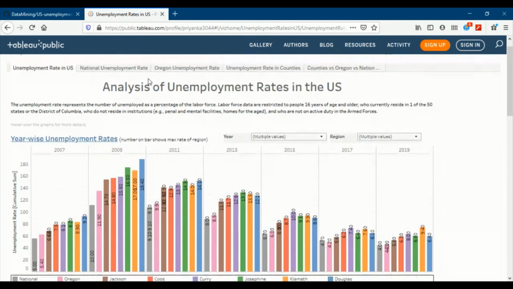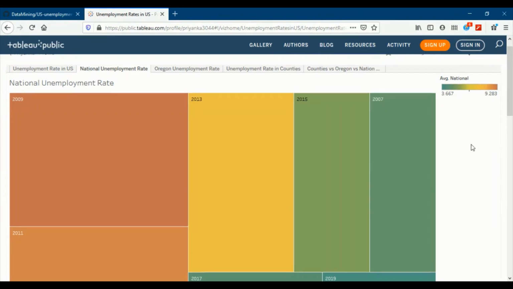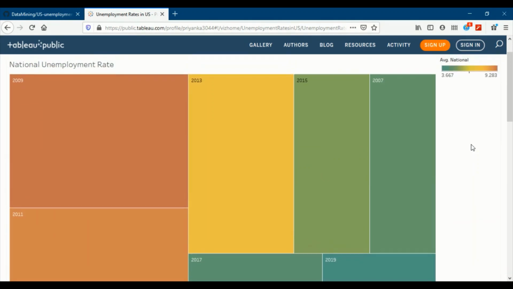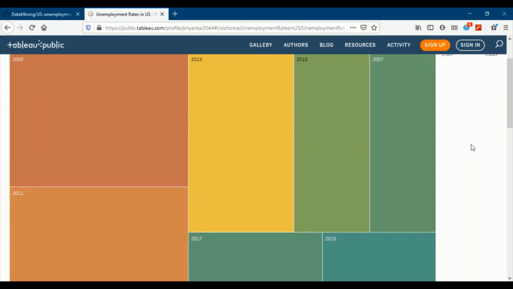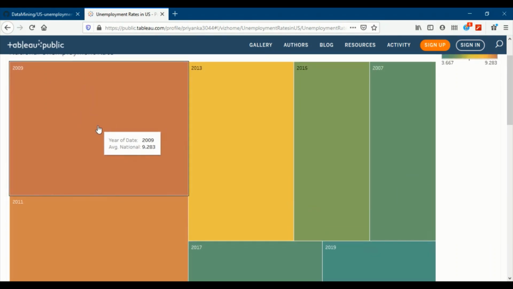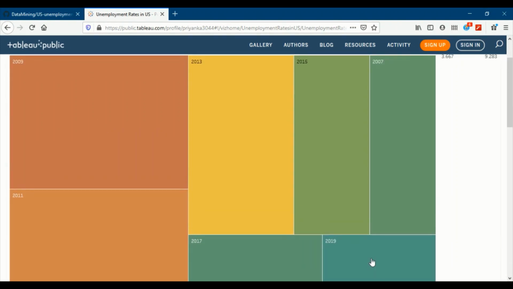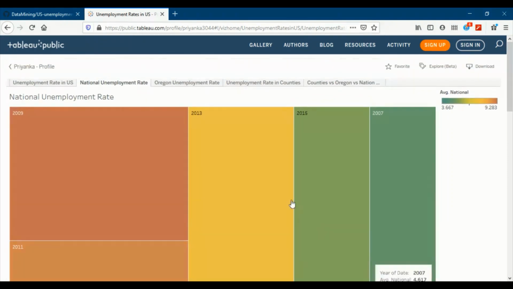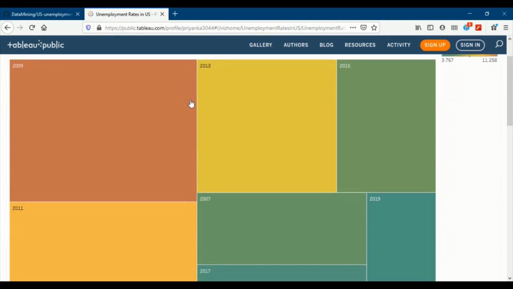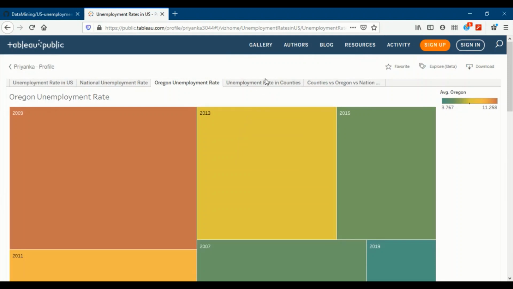If we see the national unemployment rate, and here is the heat map, and only for those 7 years, we see that 2009 had the highest unemployment rate, and 2019 had the lowest unemployment rate. And for the Oregon State, we have a similar result of 2009 being the highest and 2019 being the lowest.